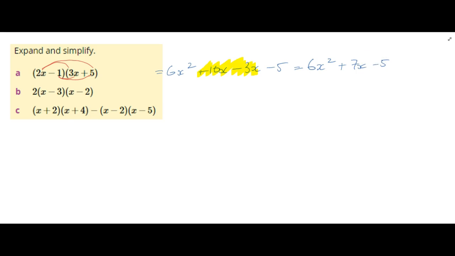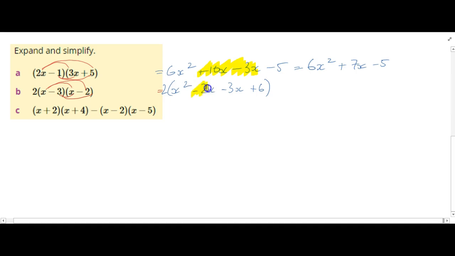Now this one here, B, has a number out front of the brackets. So what we're going to do is expand these two brackets first, and then times everything by 2. We're going to use the same technique as we did for the ones above it. So x times x is x squared. x times negative 2 is negative 2x. Negative 3 times x is negative 3x. Negative 3 times negative 2 is positive 6. Now remember, all this is in brackets, and we're going to times everything by 2, because it tells us to do that in the question.